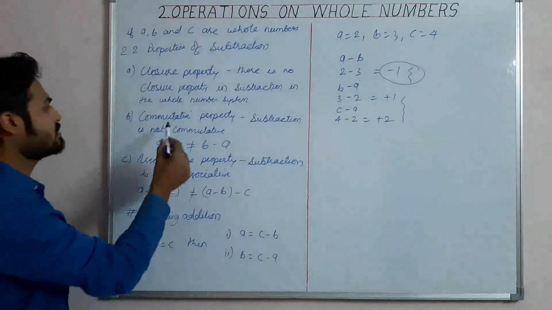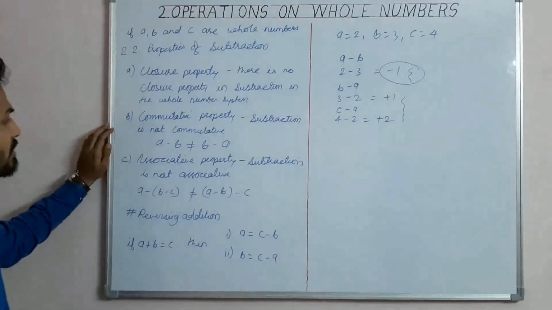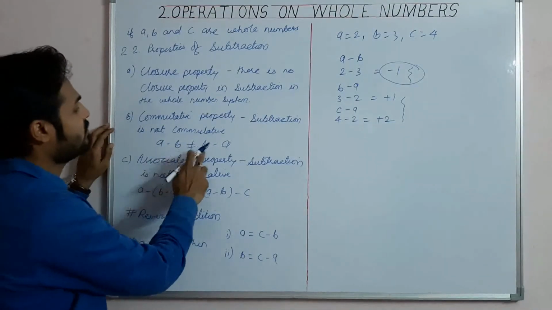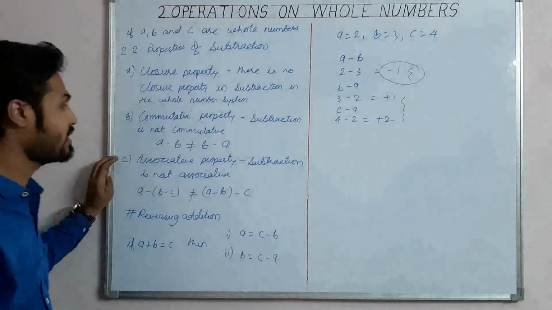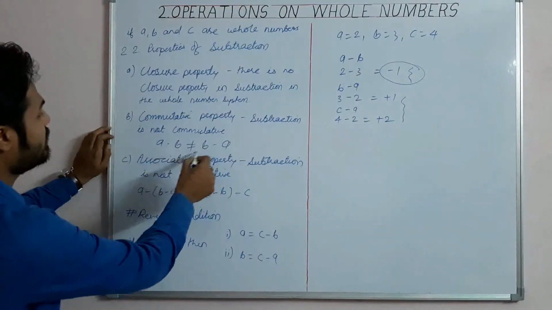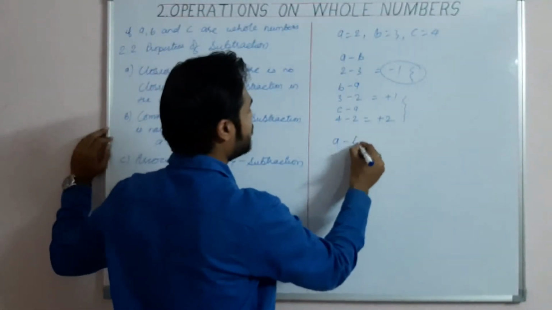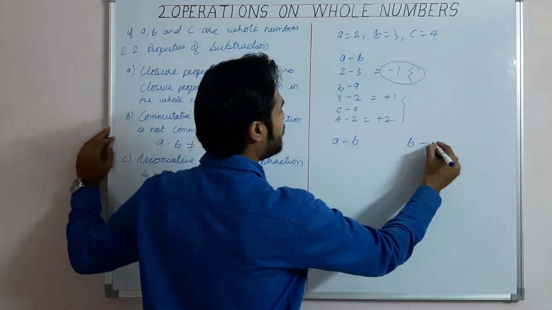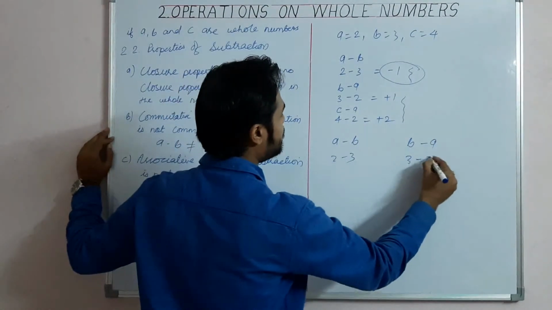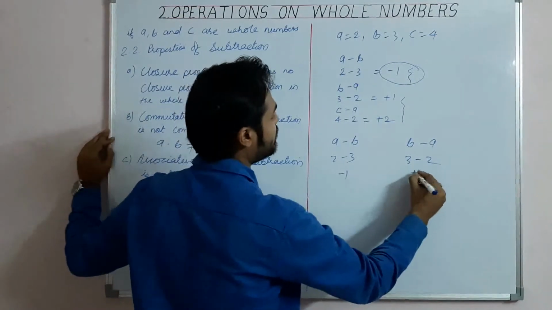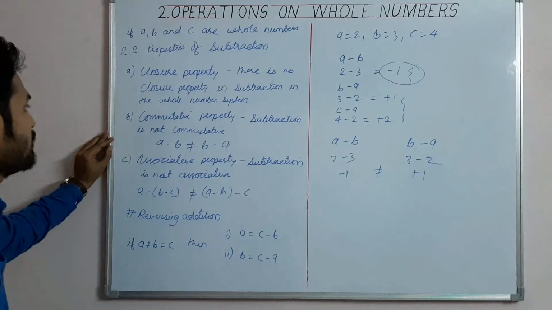The next property is the commutative property. Again, subtraction is not commutative because A minus B is not equal to B minus A. If we reverse the order, we will not get the same answer. To check, we write A minus B and B minus A. A minus B is 2 minus 3, B minus A is 3 minus 2. Here we get minus 1, here plus 1, which are not equal. So subtraction is not commutative.